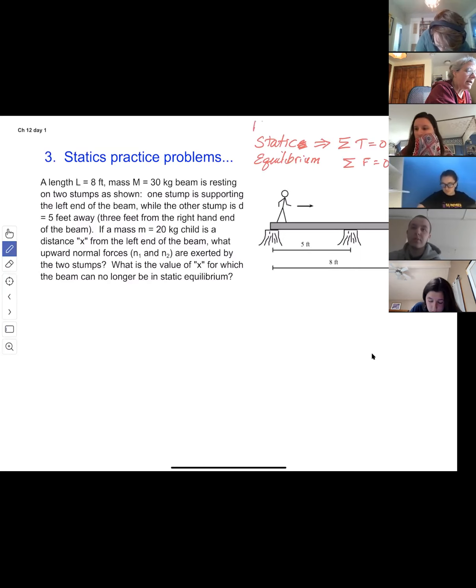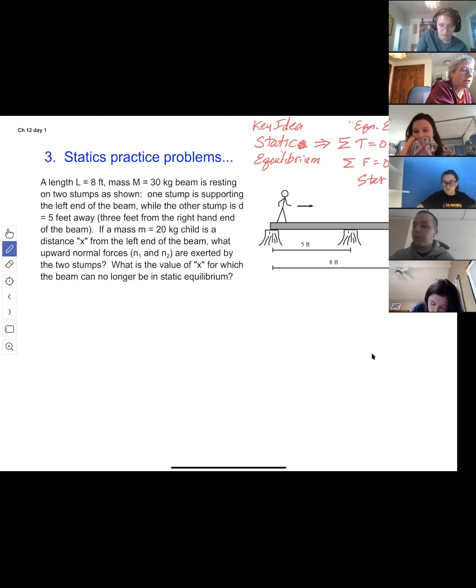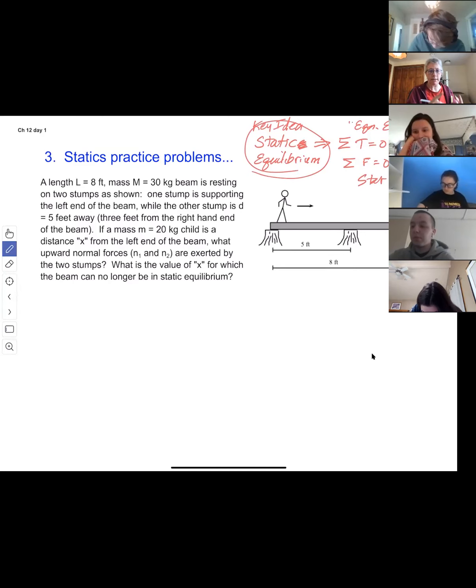So here's my key idea. And this is kind of the equation equivalent starting point. And what that equation turns into for any given problem will be different. But this idea of static equilibrium always brings both of these equations.